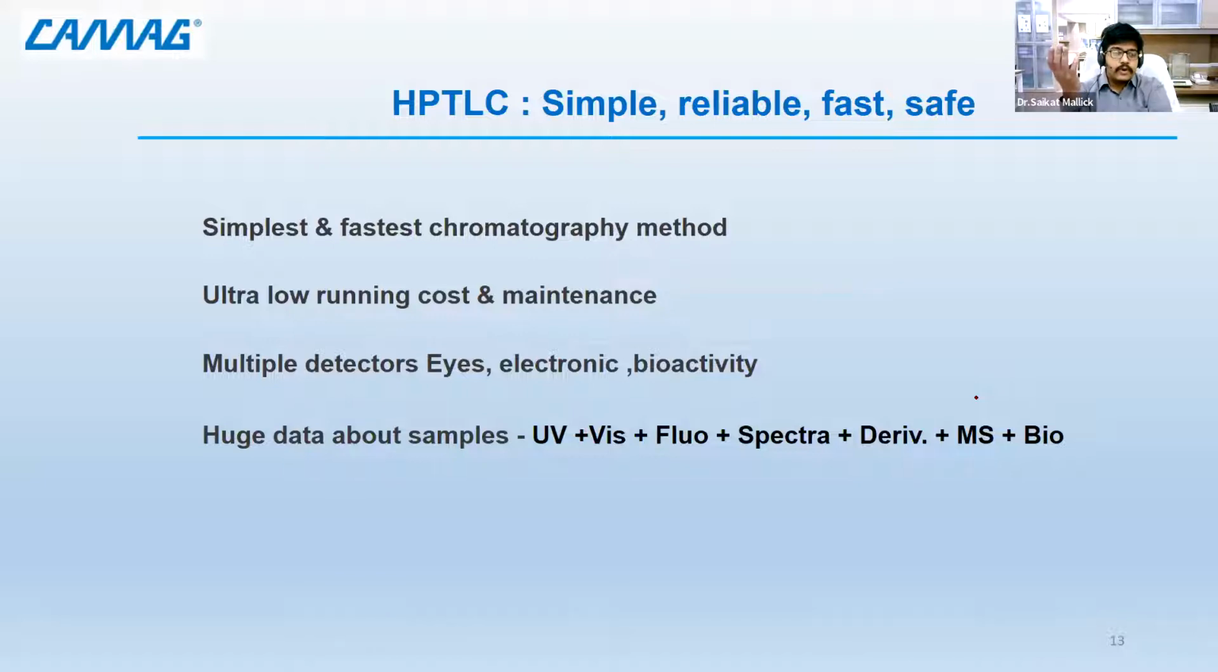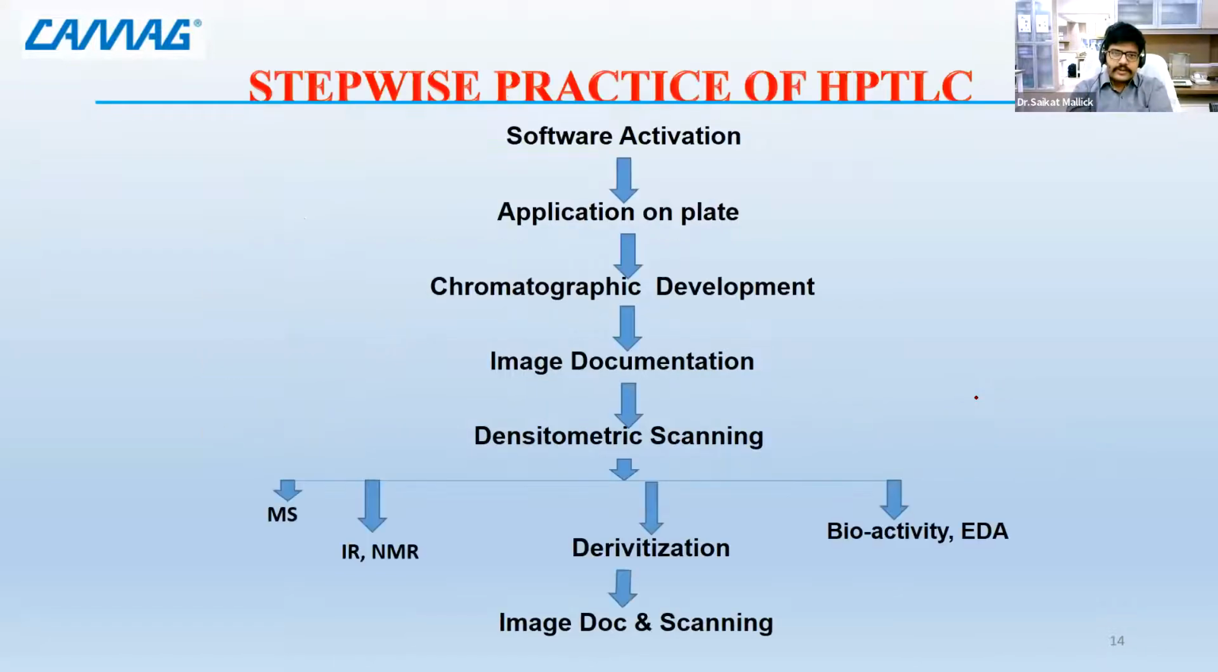MS gives you additional data, the mass to charge ratio that you understand, and the bioautography study gives you the ultimate understanding. Now, as we saw the steps of HPTLC and how the instrumentation was, how do we practice HPTLC? As I told you, it is a very standardized way. So how should we go about it?